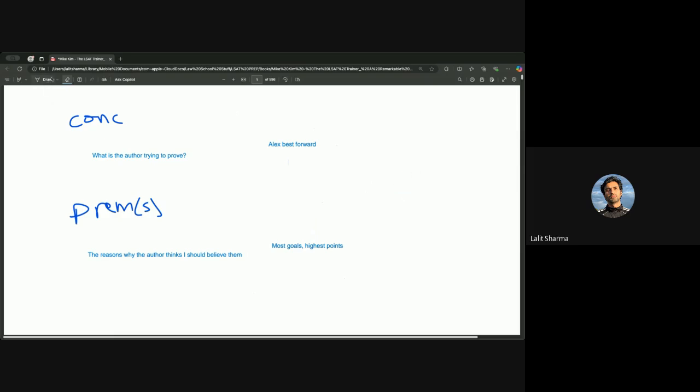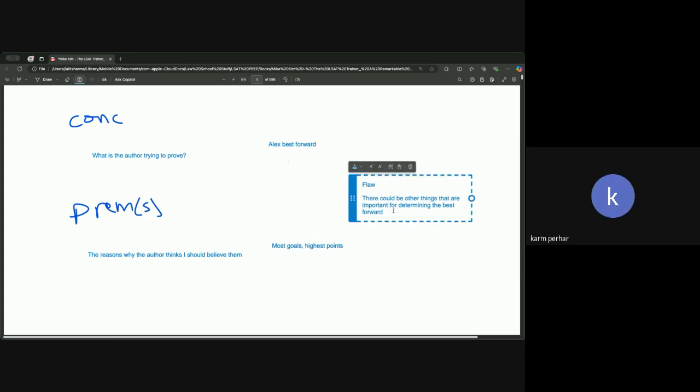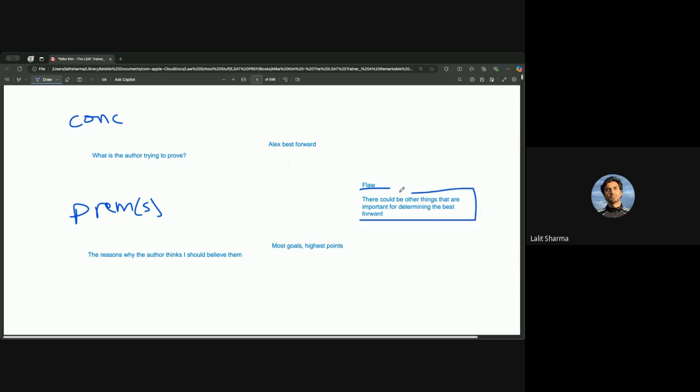Now, if it was a flaw question, I think you said this earlier, actually. So if it's a flaw question, you were saying, well, there could be other things that are important for determining the best forward. I don't know if you said that. Was that something you were going to say? No, I said there are other players with the same amount of goals. Oh, okay. So I thought you were going to go this way, where you're going to say there could be other things that are important for determining the best forward. So if it was a flaw question, yeah, this is how you would answer it.